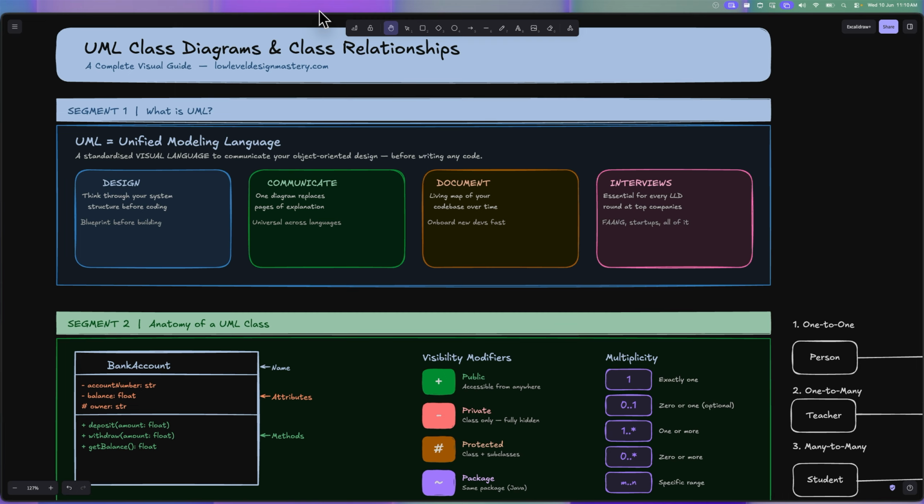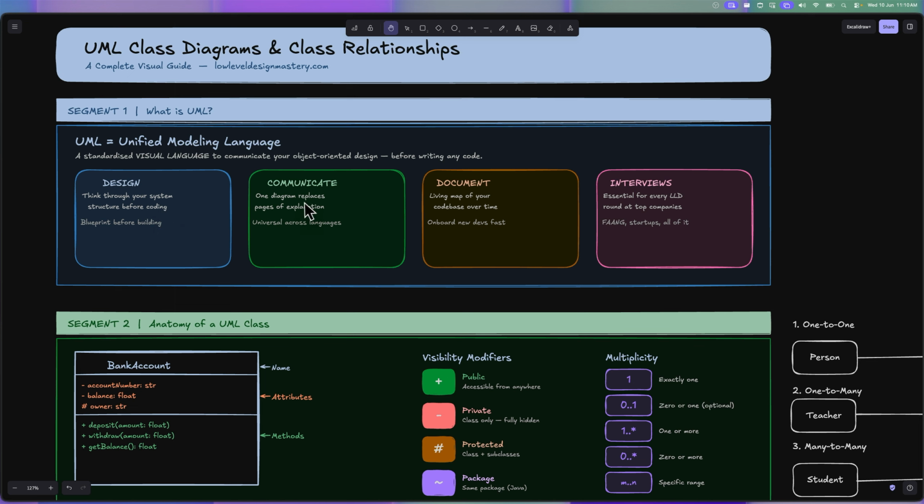Let's take a step back and see why we have to do it in the first place, right? So the first thing is design, right? You can think through your system structure before coding. Before even writing one single line of code, you can see what all the classes are, what the relationships between the classes are, what the visibility levels are, right? How is one class connected to another, what is the multiplicity. All these things you can see clearly in a diagram, before you proceed to code.